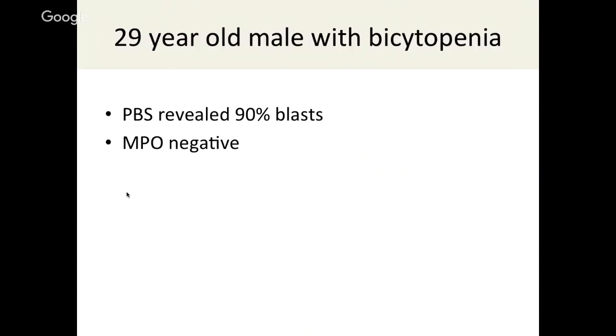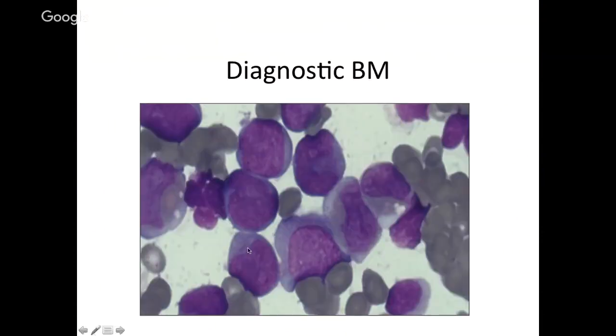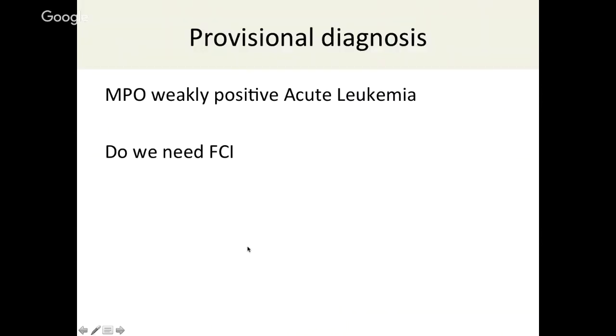Now I go to case 5, which is, I think, my last case of the day. This is a young male with bicytopenia. Peripheral smear revealed 90% blasts. MPO was negative. If you look at these blasts, one blast has some kind of rod, not sure, but this was the only one. And there are dyspoietic myeloid cells, myelocytes, some blasts here, 3, 4, 5 blasts. So we called it MPO weakly positive acute leukemia. It was weakly positive MPO, cytochemical.